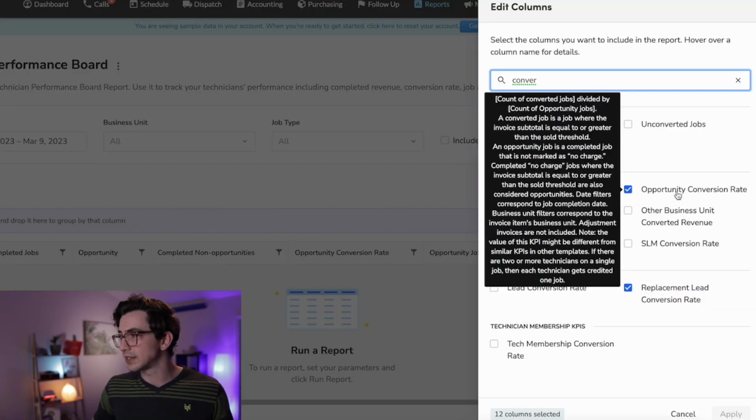Okay, so I'm going to hover over this and it tells me that opportunity conversion rate is the count of converted jobs divided by the count of opportunity jobs. Okay, so it's saying converted jobs, not converted opportunities. So then we need to understand what's a converted job. It tells us a converted job is a job where the invoice subtotal is equal to or greater than the sold threshold.